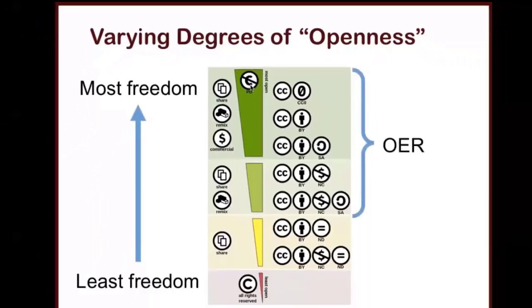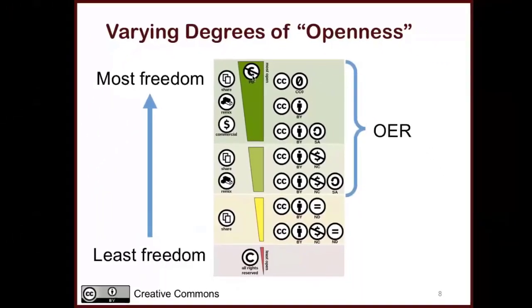Basically, this top portion is what would be referred to as open education resources, because they check off the 5 R's: you can remix, reuse, revise, redistribute, and retain. So all of these licenses up top fit those 5 R's, meaning they're openly licensed. These bottom 2 are not OER.